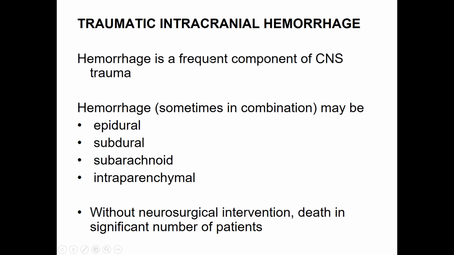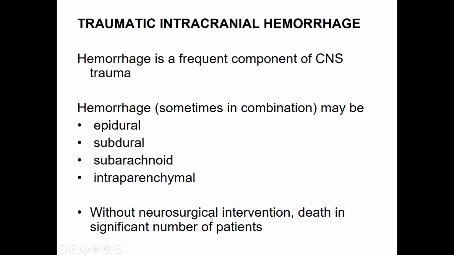So the next topic to discuss is the traumatic intracranial hemorrhage. Intracranial means that different compartments of the intracranial compartment can be the site of the hemorrhage, and as said, hemorrhage is a frequent complication and component of CNS trauma, and the hemorrhage can occur in the epidural, in the subdural, in the subarachnoid space, or in the brain parenchyma. So actually in all possible compartments of the brain, traumatic hemorrhage may occur.